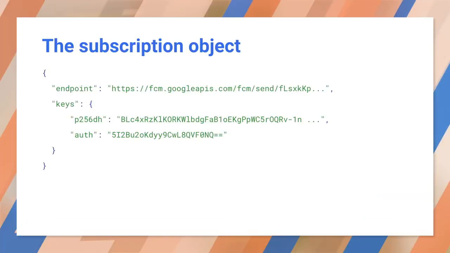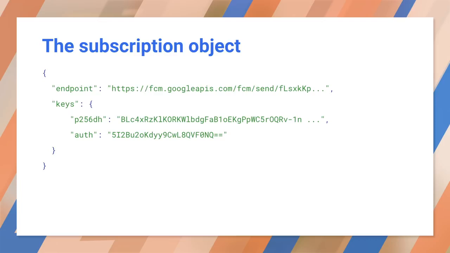This is the object returned from the push service when you call reg.pushManager.subscribe. The subscription object has two parts. The first part is an endpoint URL, the address on the push service to send messages. This includes an ID that enables the push service to send a message to the correct client and service worker. The second part of the subscription object is the keys property.